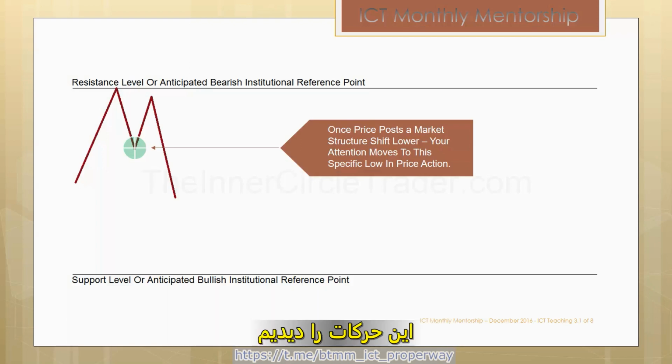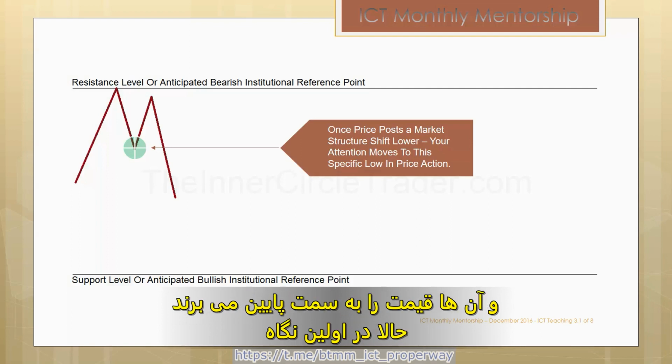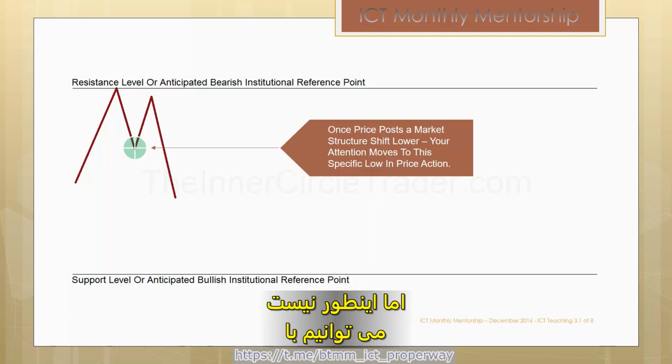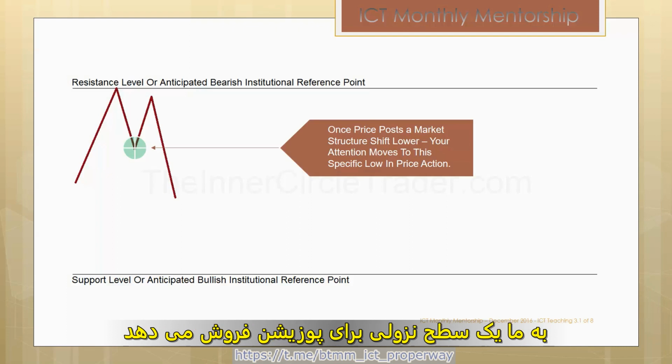So when we see that, the evidence is that there are smart money entities behind the marketplace driving price lower. Now, at first glance, it looks like, well, this is a missed opportunity. But no, what we do is we focus on this low because that last down candle will give us a bearish level to sell into.